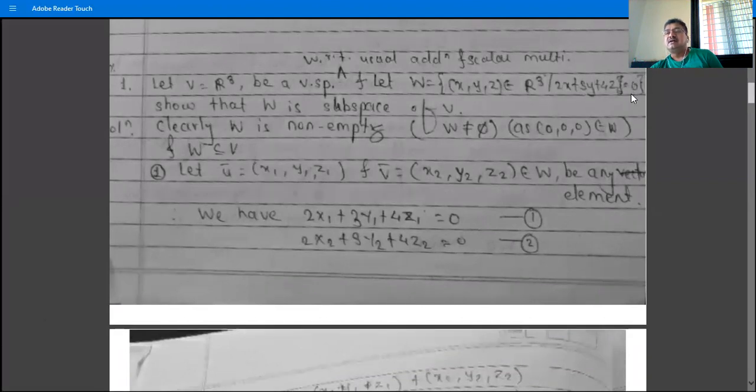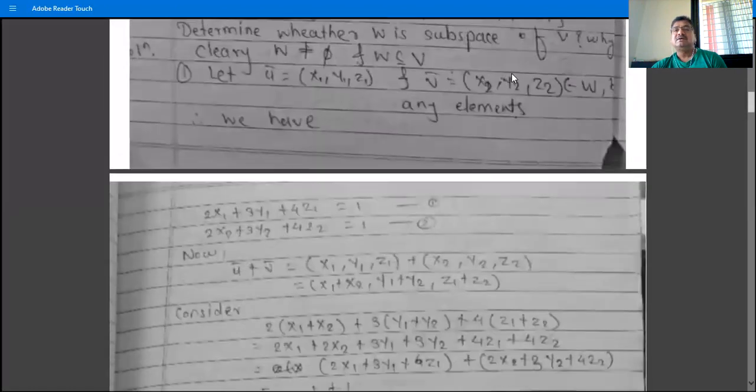suppose there is a 1 or minus 1 or 2 at this place, then it is not a subspace. So if it is equal to 0, in the place of 2, 3, 4 there can be other elements. Suppose all these 2, 3, 4 are equal to 1, that is, x plus y plus z is equal to 0 is the condition. Then also W is a subspace of R3. But if it is non-zero in place of 0, either negative or positive, any non-zero element, then it is not a subspace of V.